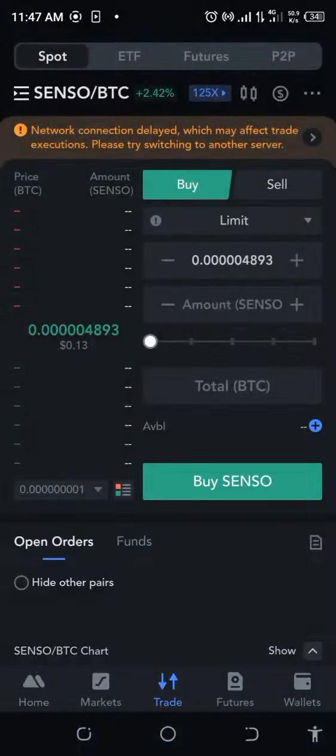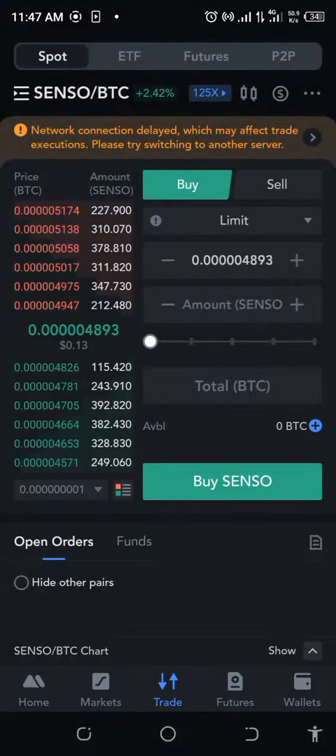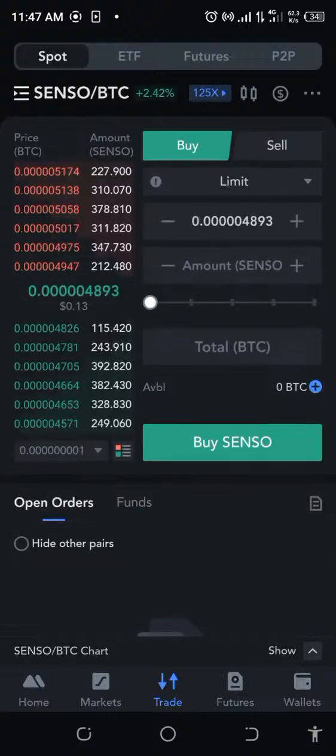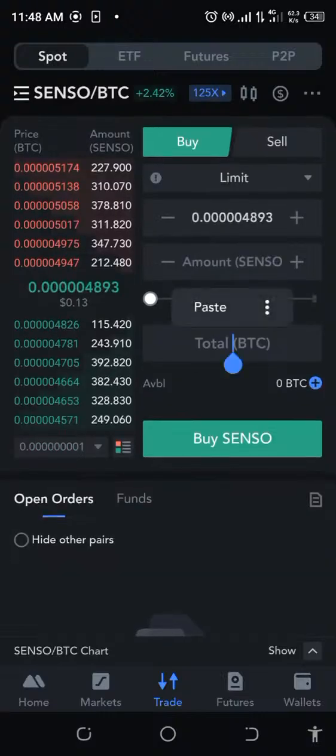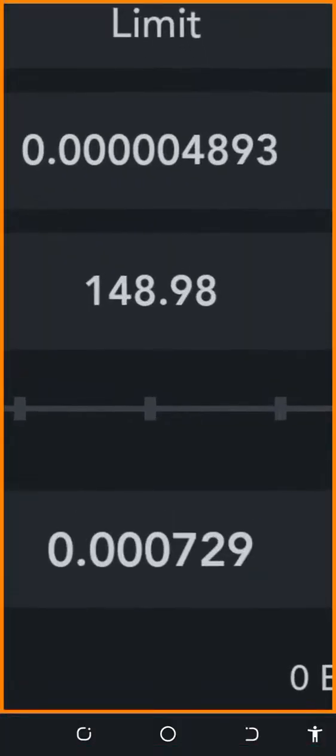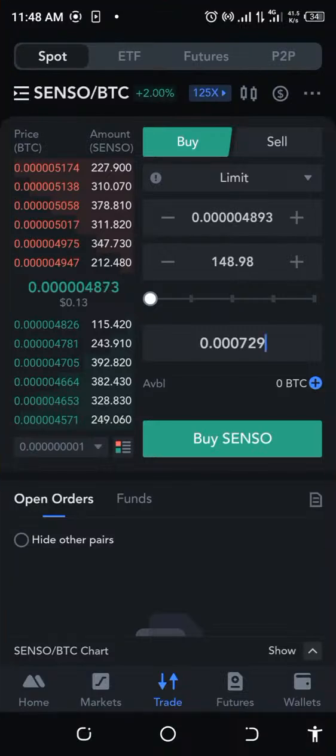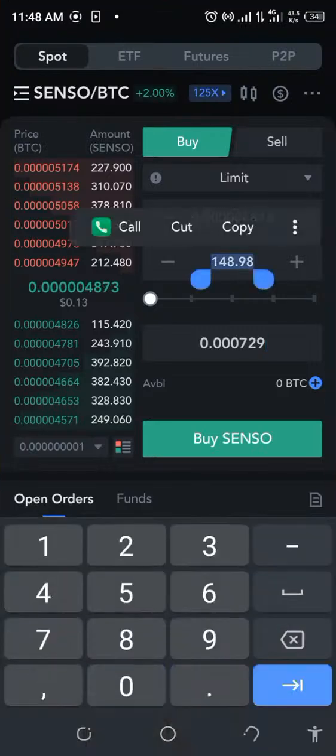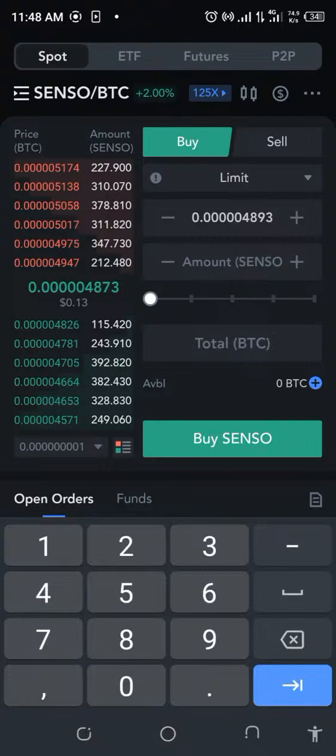Senso BTC, okay? And we're gonna buy that. Let's buy the BTC. Oh, you can see it's not even making sense. Can you see this? 148. No. But let's just finish up the process, right? Let's finish up the process, okay?